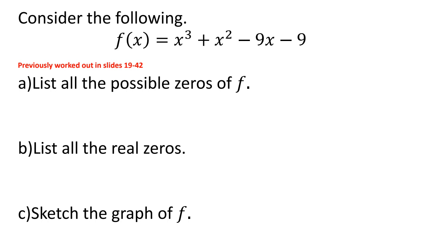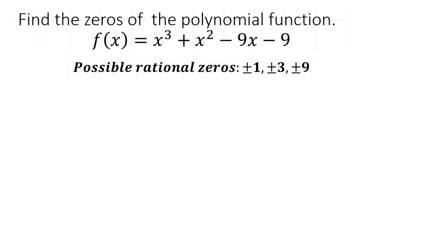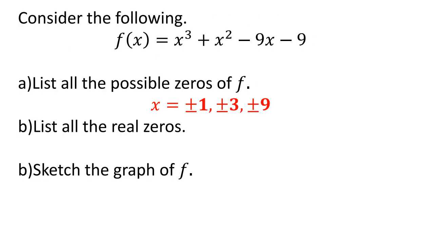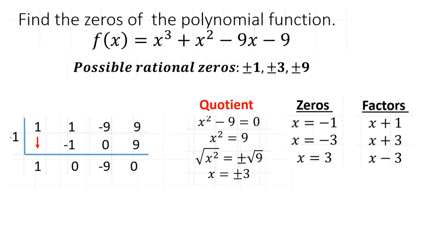So when we did our zeros, we listed the possible zeros, okay? And when it says possible, it doesn't say how many zeros this function should have. What they're asking us is to use the rational zero test to find the possible zeros. So the possible zeros were plus or minus 1, plus or minus 3, plus or minus 9. Now it says to list all the real zeros. So these were our answers. Our real zeros were x equals -1, x equals -3, x equals 3.